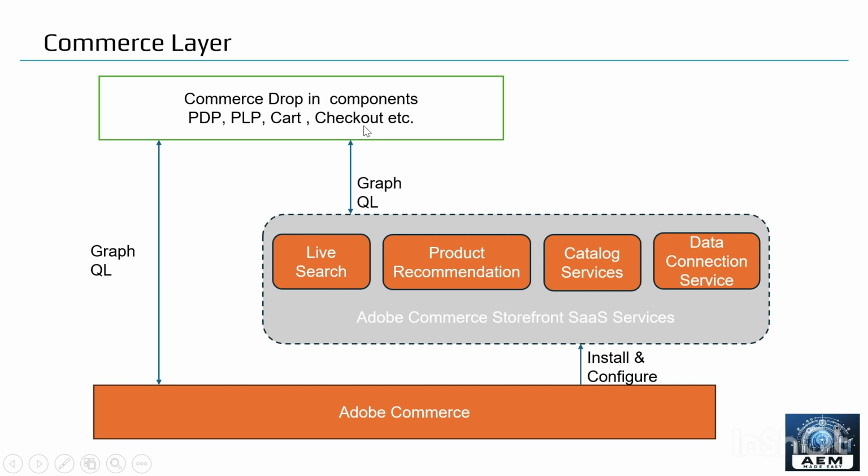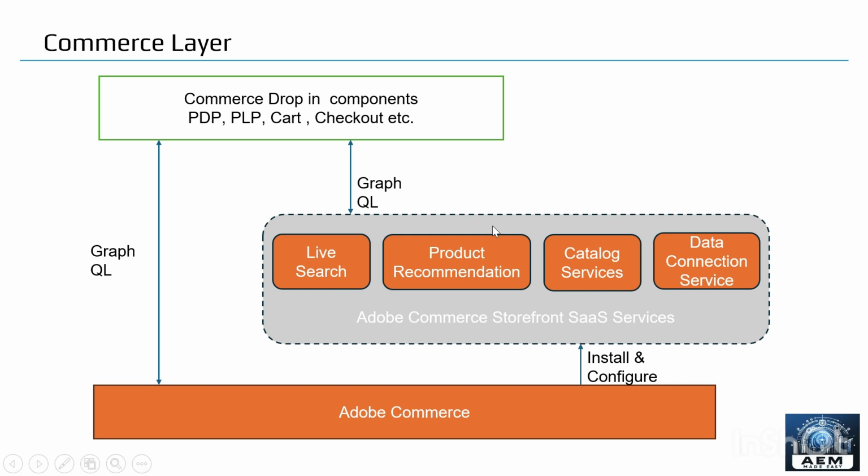Not all the drop-ins consume data from here. This SaaS layer only supports get operations. So your components like PDP and PLP, where you are fetching product-related or category-related data, connect to these services, especially the catalog services. Live search, as the name suggests, is used to search and filter products, and product recommendation is used to suggest similar products. Data connection services send your end user activity data to AEP for other use cases, so you don't have to worry about this for the time being.